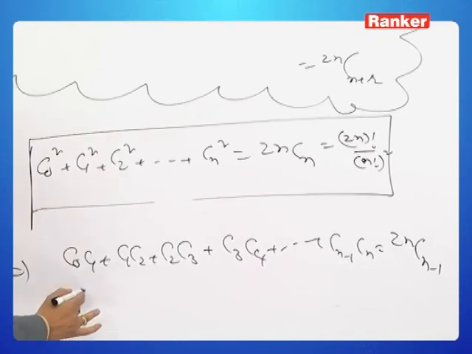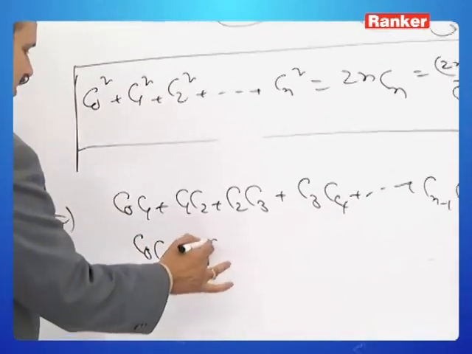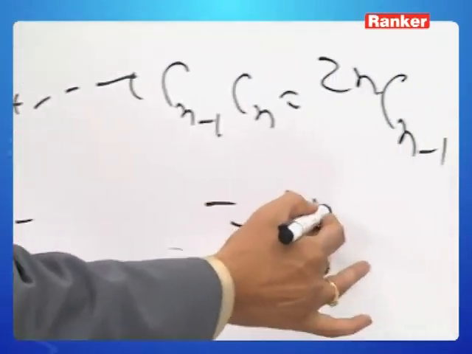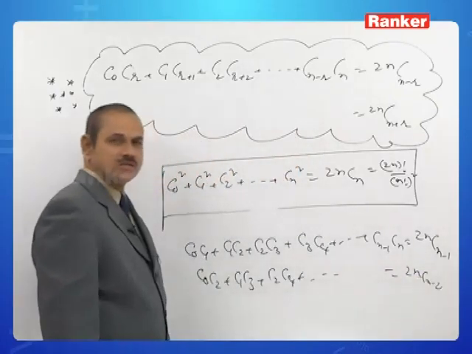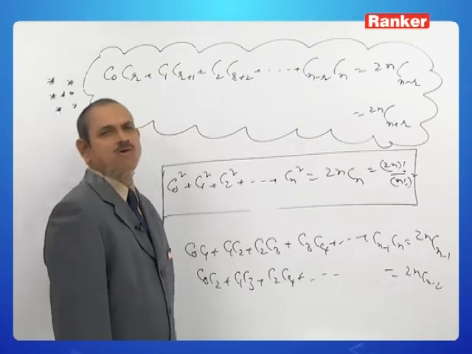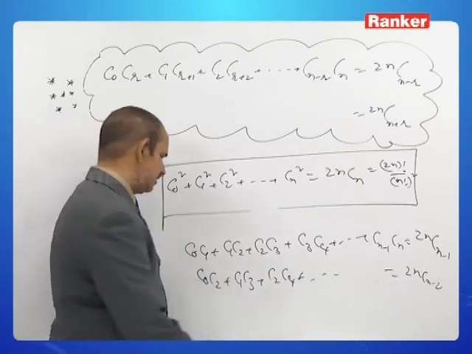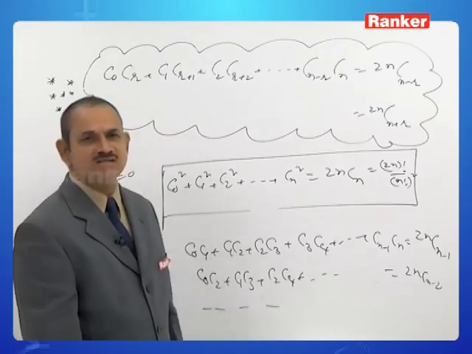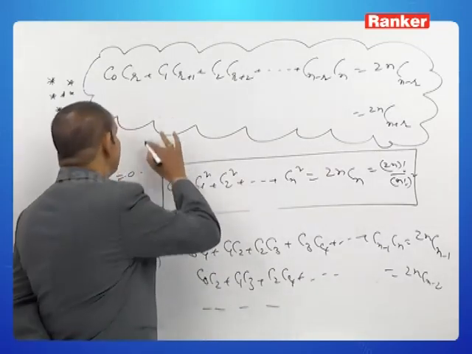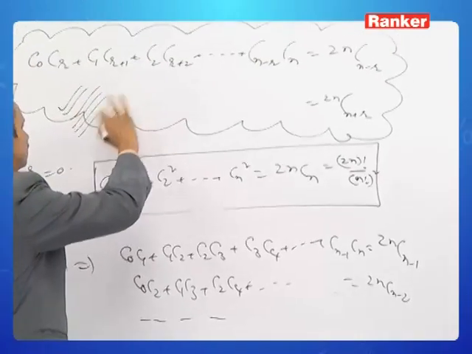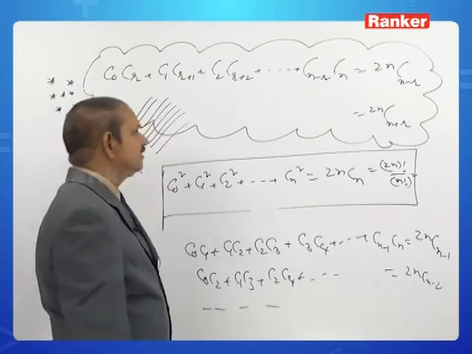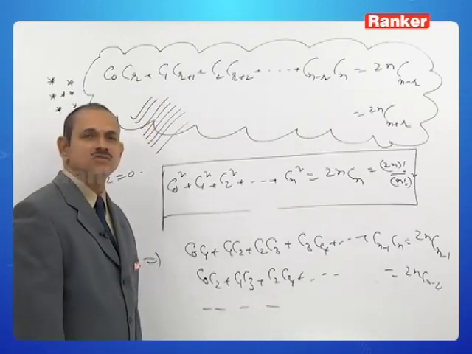If you take r is equal to 2, C0C2 plus C1C3 plus C2C4 and so on, etc. is equal to 2nCn minus 2. And if you take r is equal to 3, one more result: C0C3 plus C1C4 plus C2C5 and so on is equal to 2nCn minus 3. Like that, you can have as many results as you can from that. That is why this useful result is so important. It's very important, and the way in which it is brought is also very clear.